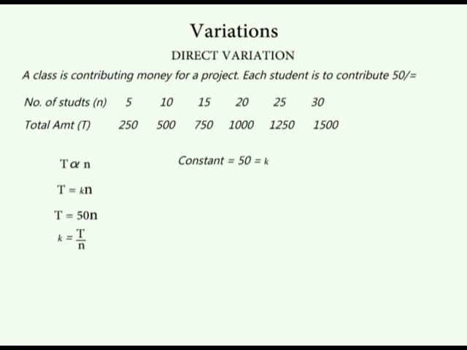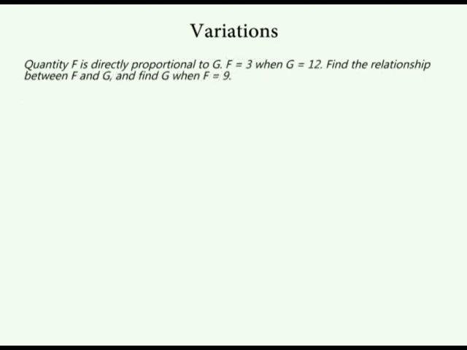An example: quantity F is directly proportional to G. F is equal to 3 when G is 12. Find the relationship between F and G, and find G when F is equal to 9.